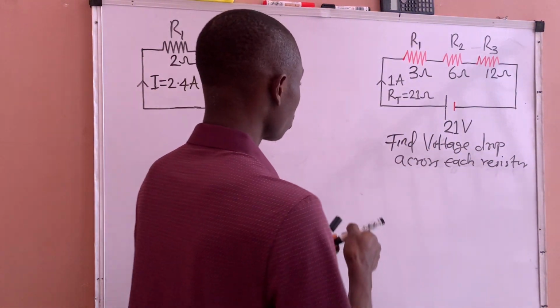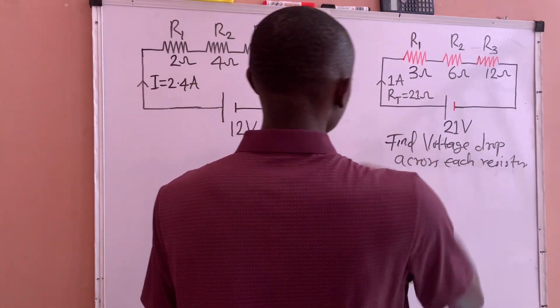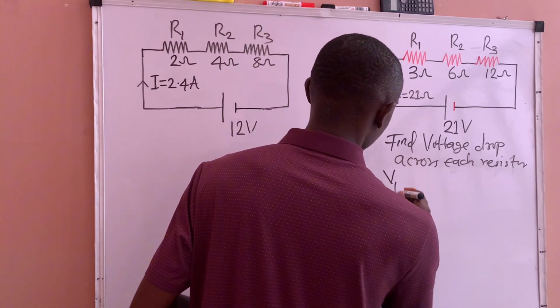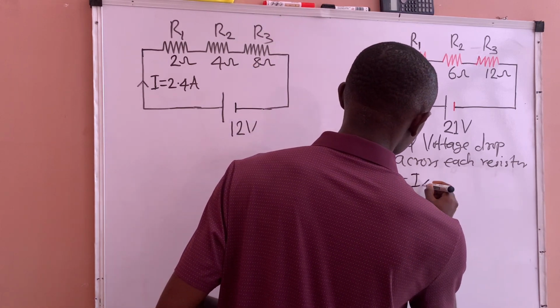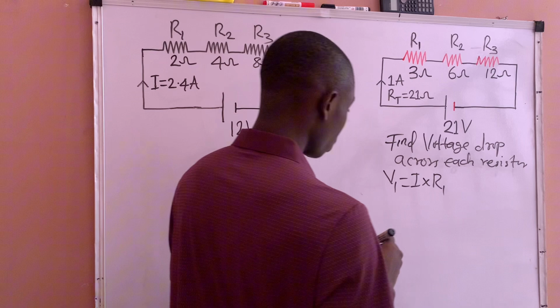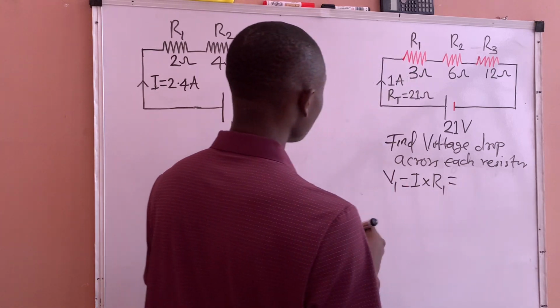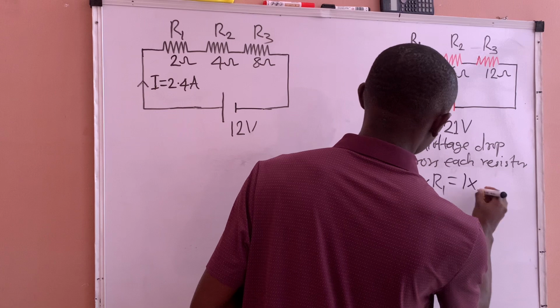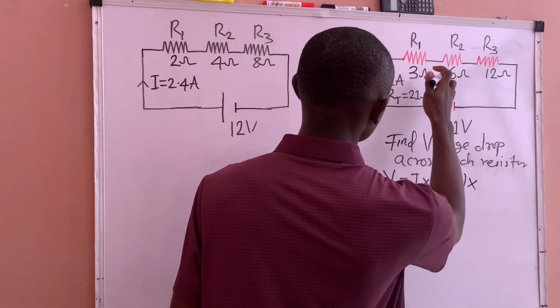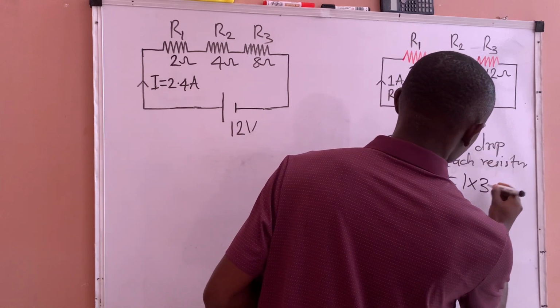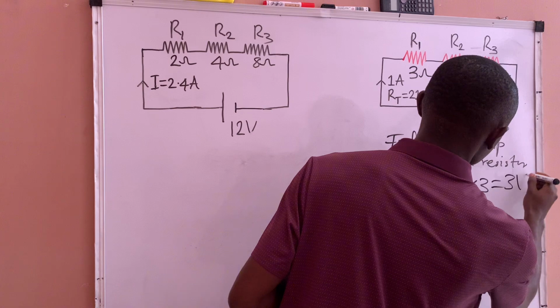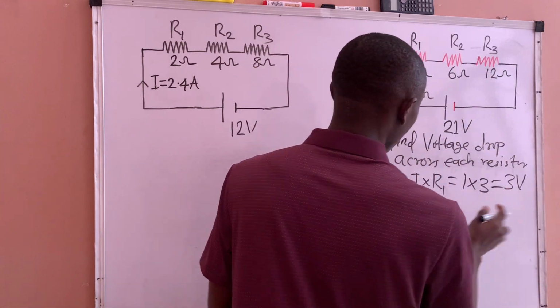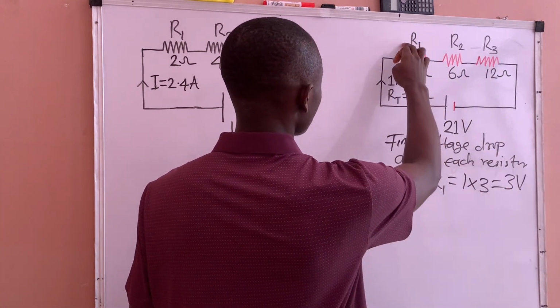So from Ohm's law, the voltage that will drop across R1 will be V1, which is I multiplied by R1. Since the value of current is 1, multiplied by the value of the resistor, which is 3, that gives 3 volts. So 3 volts will drop across resistor R1.